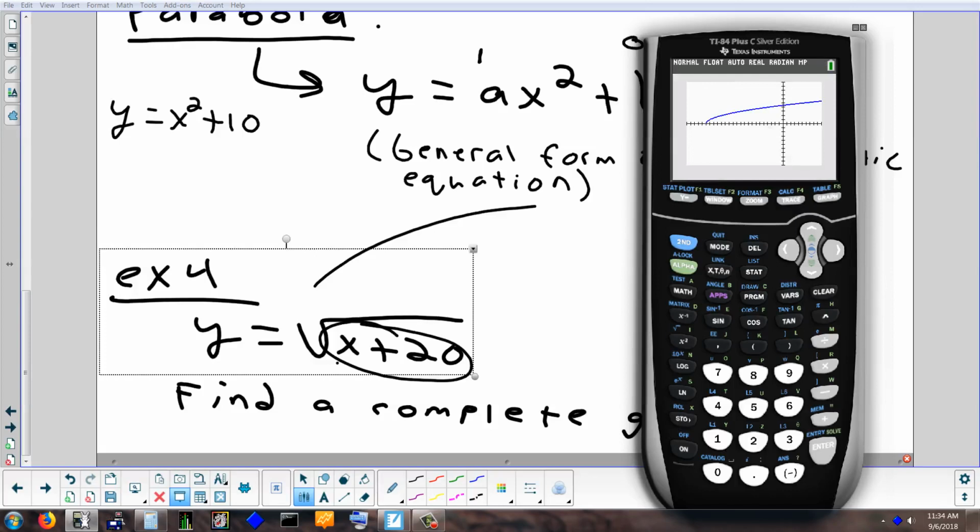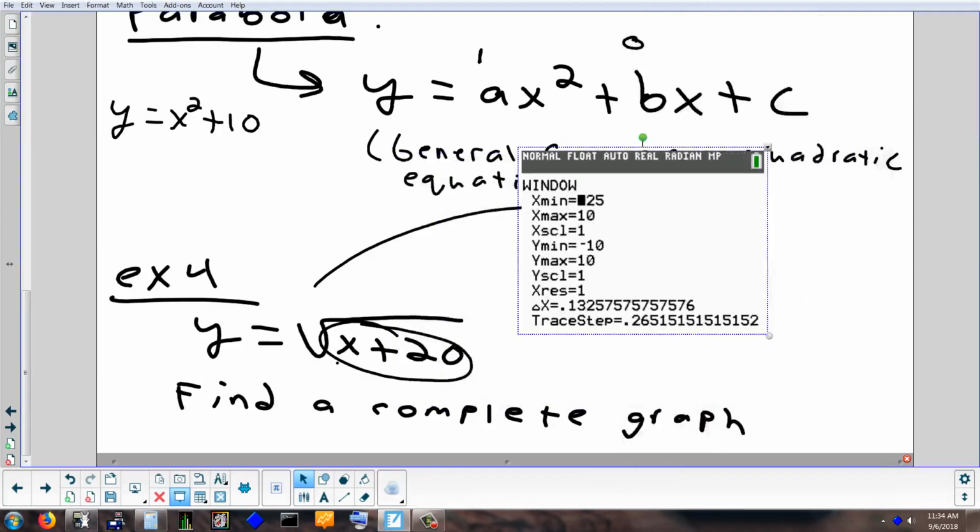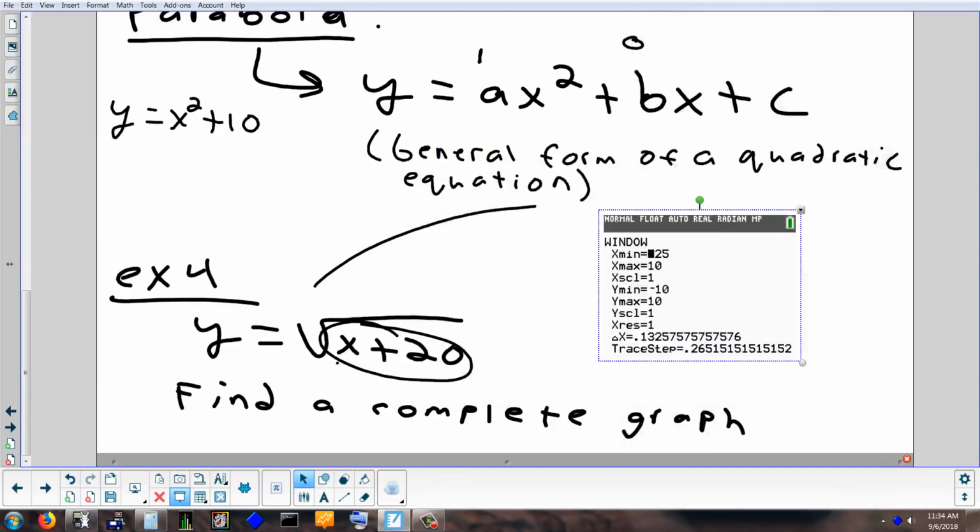So for a complete window, I'm just going to take these values and just put them right there. That kind of messed up. That was a negative 25. So write these down and write those down. That's your window. Okay. Any questions on that one?